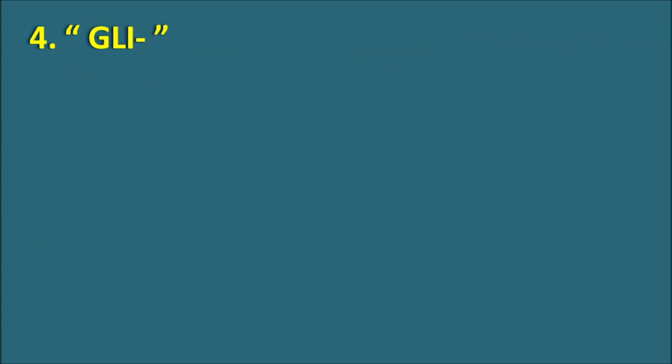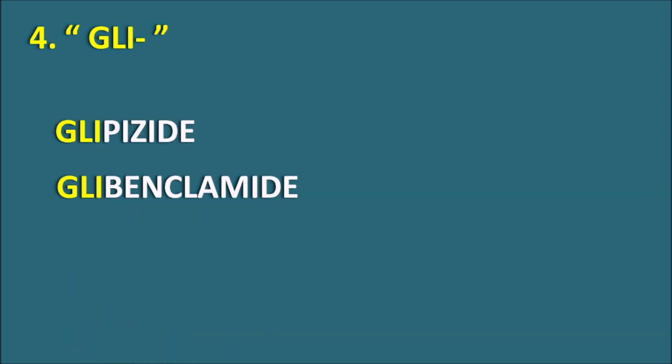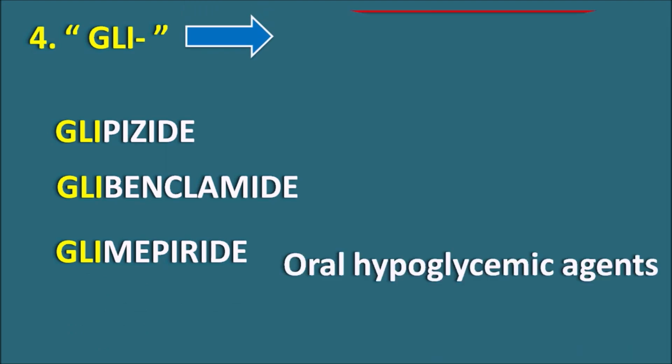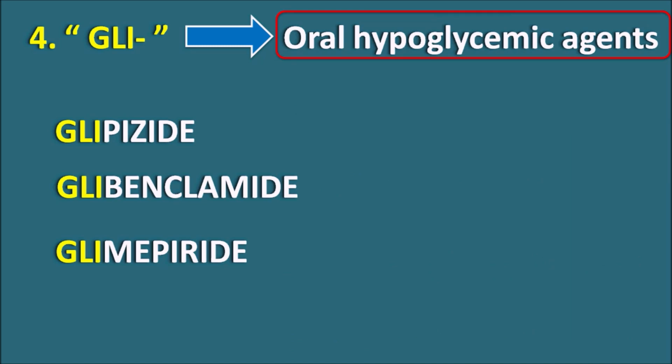The fourth one is gly. Drugs with the prefix gly include glipizide, glibenclamide, and glimepiride. So obviously here the prefix GLY indicates these drugs are oral hypoglycemic agents. These drugs are used to decrease raised blood glucose levels.